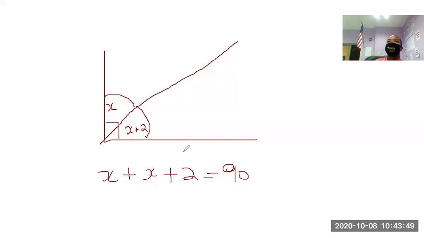And then after that, you would combine like terms. So then it's 2x plus 2 equals 90. And then we'd go through and solve with our additive inverse and multiplicative inverse. That's how we combine our angles, finding x values with our additive and multiplicative inverse, and distributive property.